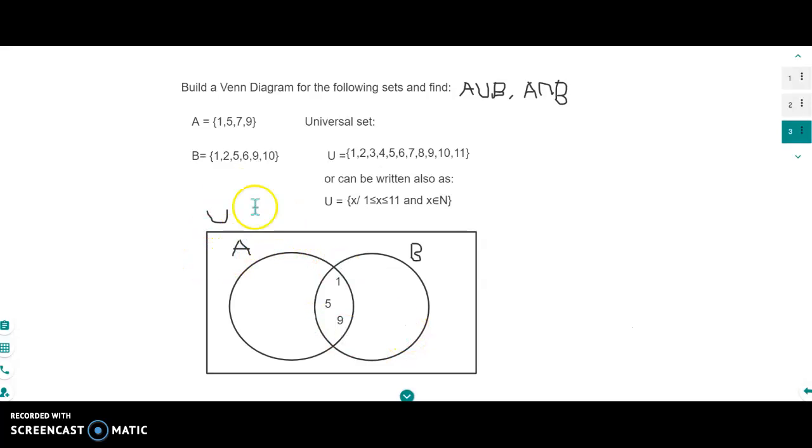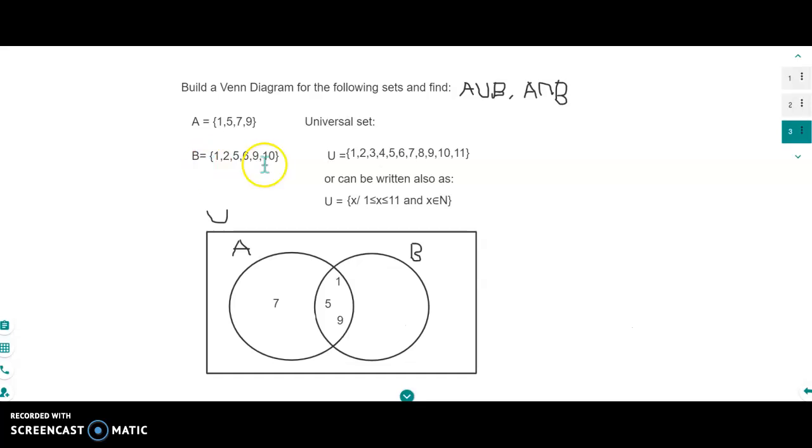Okay, so now let's continue with the elements of A that are not in the intersection zone. We already have 1, 5, and 9. What elements are missing in the part of A? So we already have 1, we already have 5, and we already have 9. So the element missing here will be only 7. We only have this element that is not in the intersection zone.